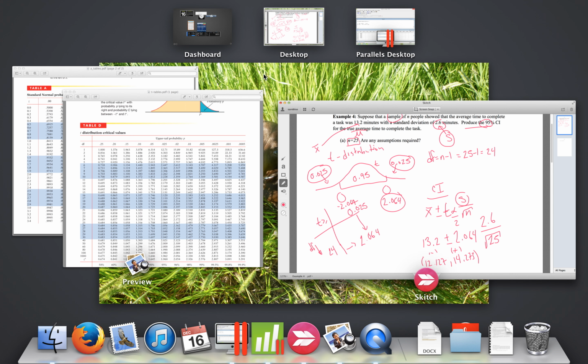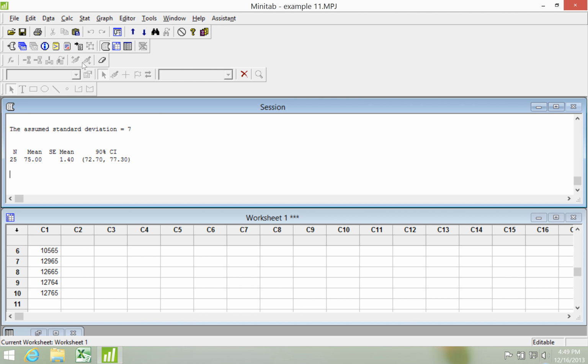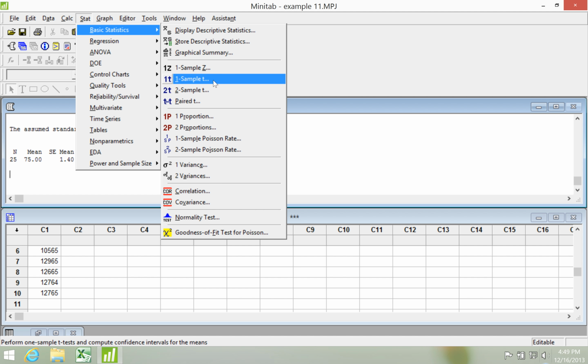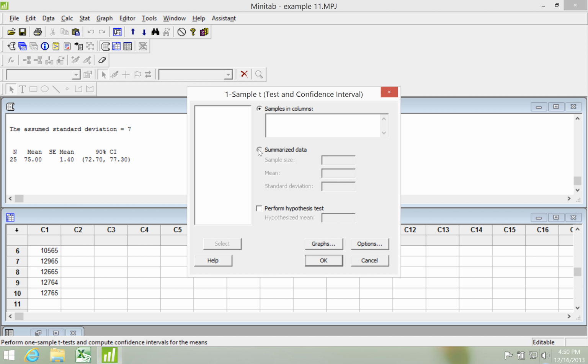Minitab. Okay, in Minitab, we can go to Stat, basic statistics, and one sample t. Okay, we're using a t here because, again, we do not know sigma and our n is small. Okay, we click on Summarize Data.